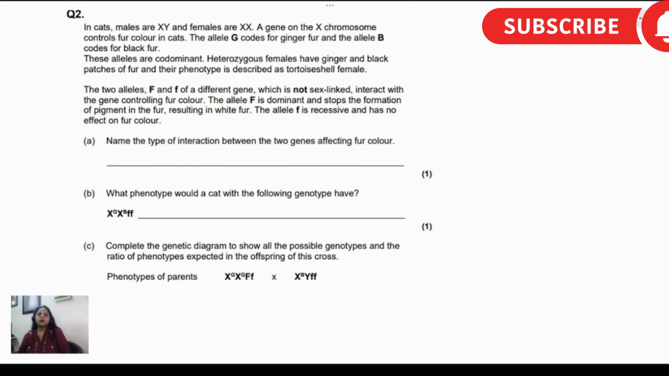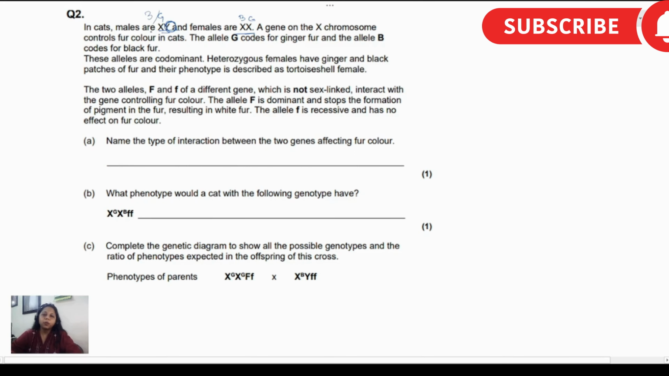Okay, next one. The two alleles F and f are on different genes which are not sex-linked. Interact with, yes, purely to this one. Means something is present on this G or something would be present on this one. Yes, it does. Yeah, if it's not sex-linked, yes.